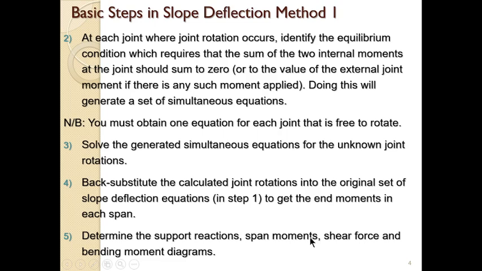So once you are able to derive that slope deflection equation, what you now do is that at each joint where joint rotation occurs, you identify the equilibrium condition. The equilibrium condition requires that the sum of the two internal moments at the joint should sum to 0, or to the value of the external joint moment if there is any such moment. Doing this will generate a set of simultaneous equations.